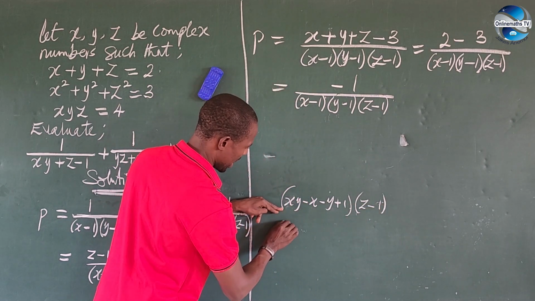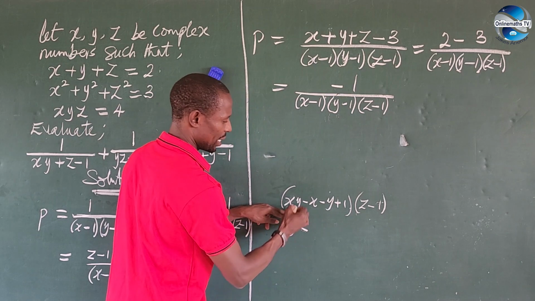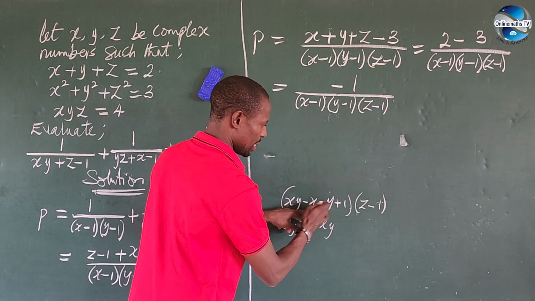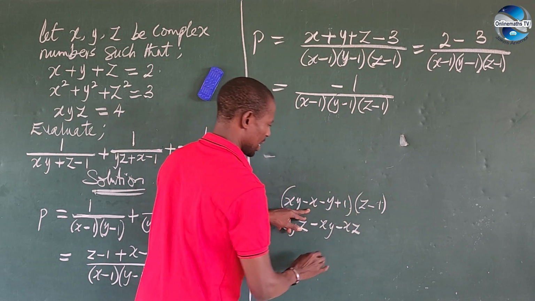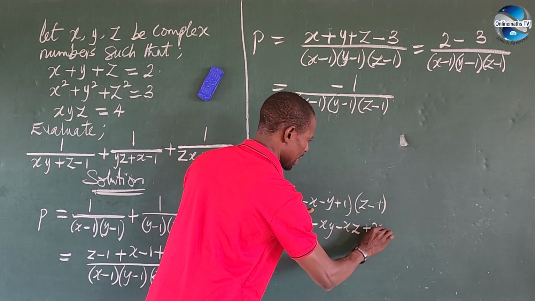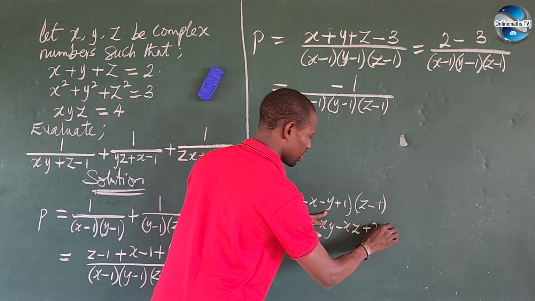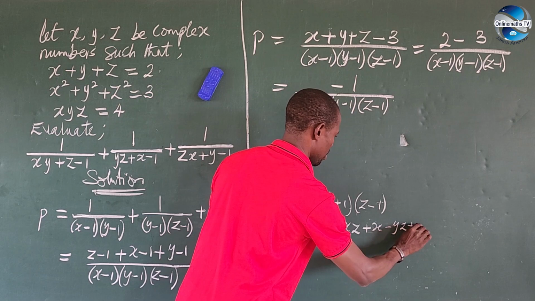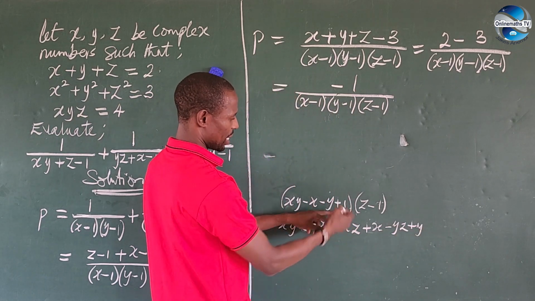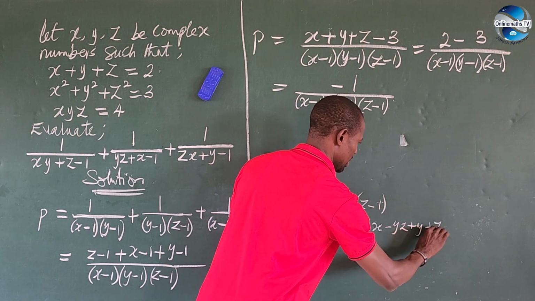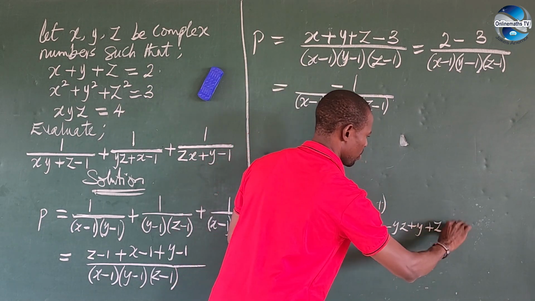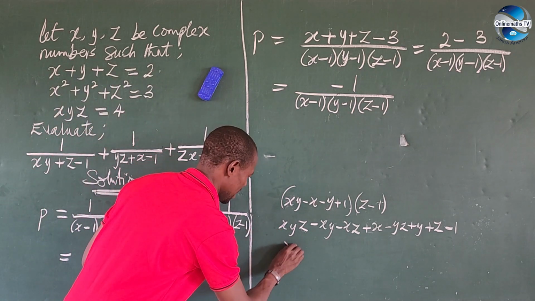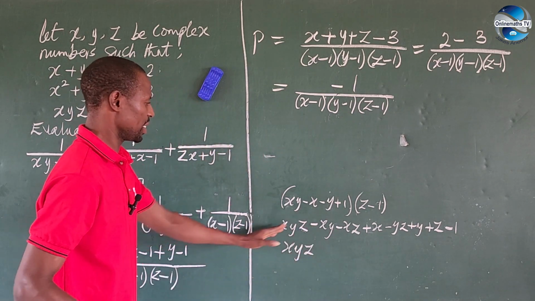So we have xyz. This times this gives us minus xy. We come to this, this times this will give us minus xz. This times this will give us plus x. Then we come to y times this, which gives us minus yz. This times this gives plus y. Then the last term, 1 times this, gives us plus z, and this times this gives us minus 1. Any confusion?